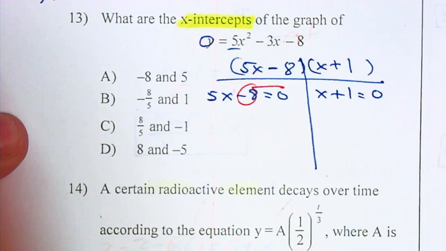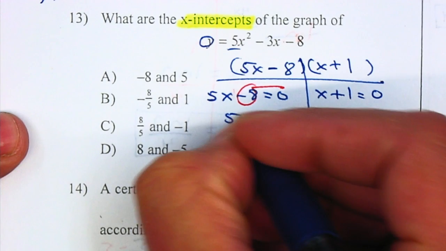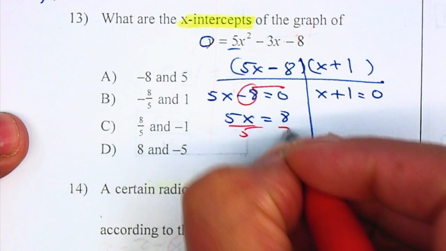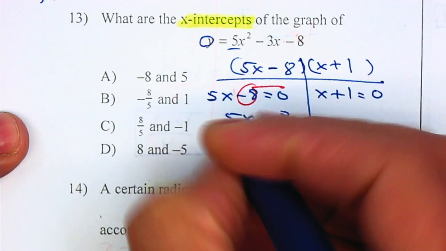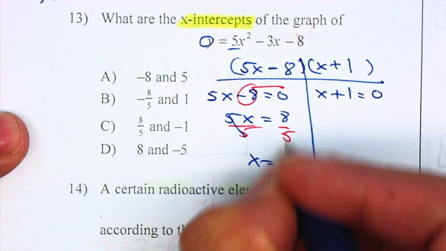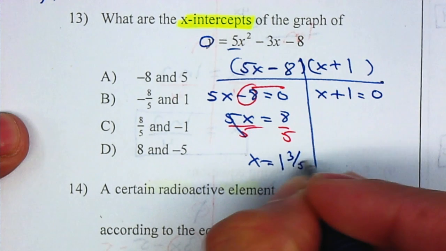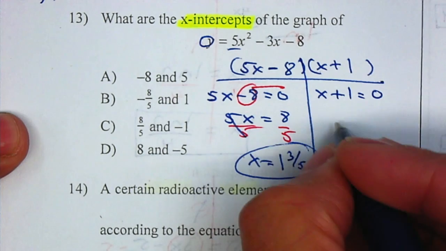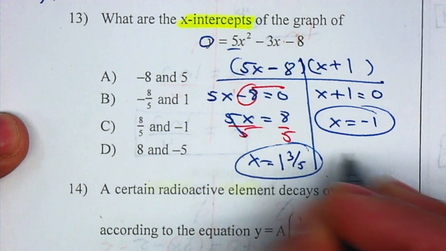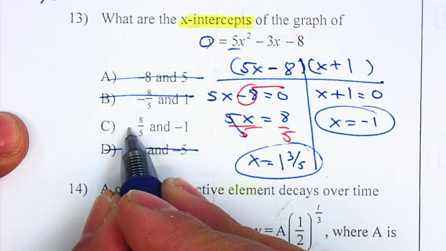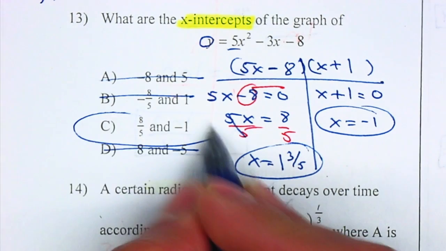Move my negative 8 to the right, becomes a positive 8. Therefore, we have 5x equal to 8. We are going to divide by 5. We have x is equal to, 5 goes into 8 one time, and the remainder is 3/5. Move the 1 to the right, becomes a negative 1. So my answer is negative 1 and 8/5. My answer is C.